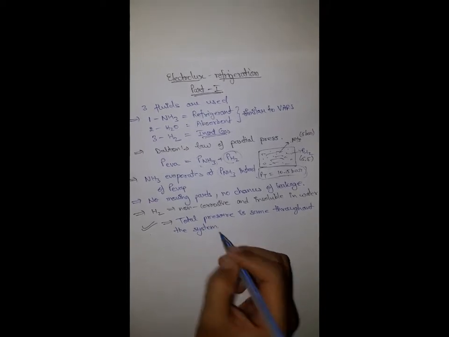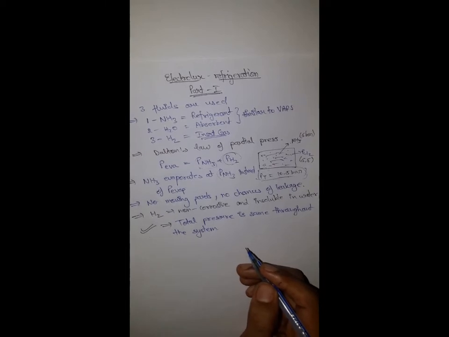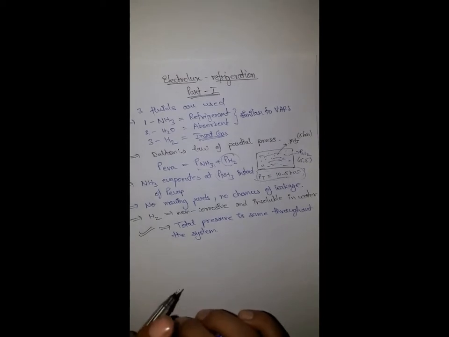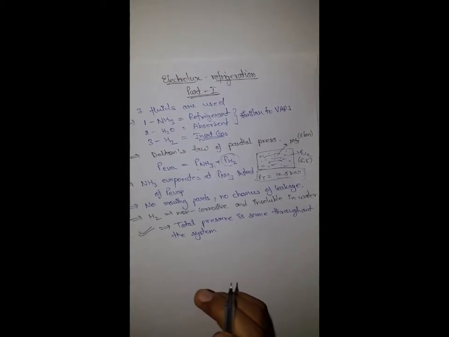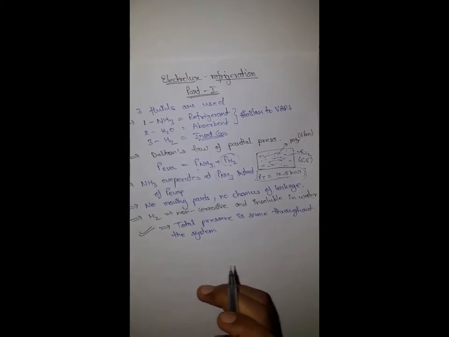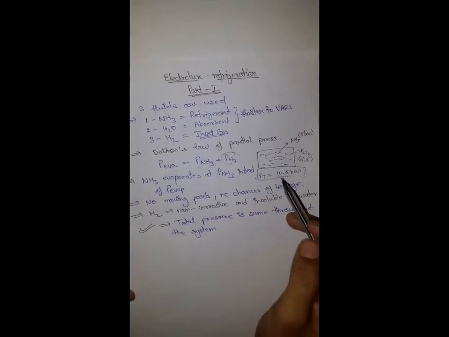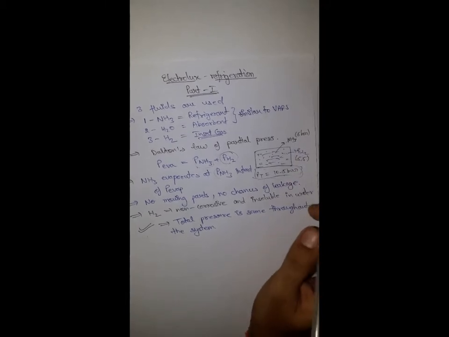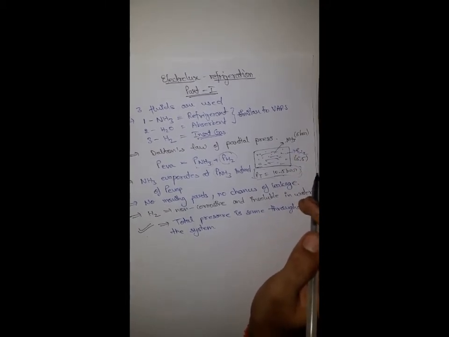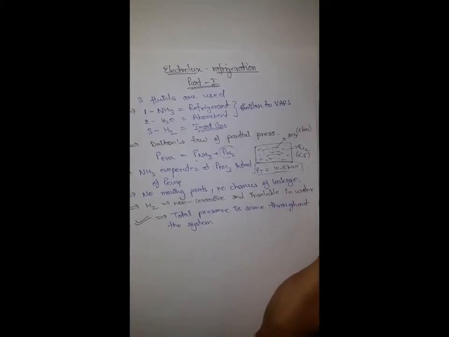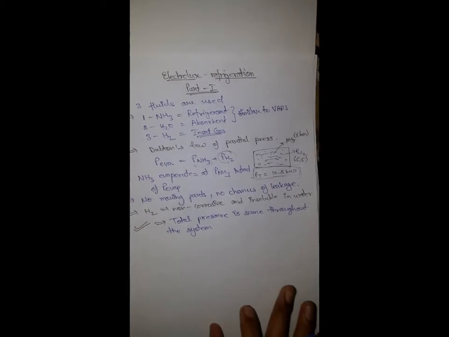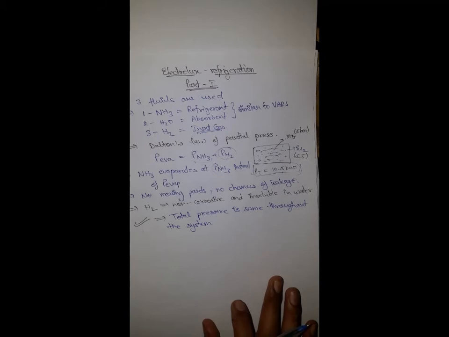This is the key principle behind this Electrolux refrigeration system. And the third fluid, that is hydrogen or the inert gas, mainly remains in the evaporator, and its purpose is to reduce the partial pressure of ammonia, so that ammonia evaporates at a much lower pressure and hence low temperature.